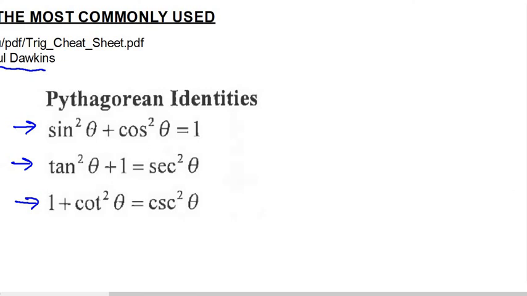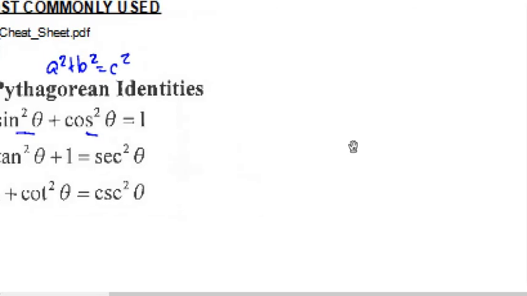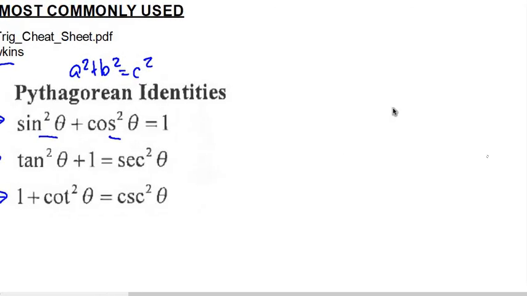They're called Pythagorean, and you might be able to tell by looking. This is the Pythagorean theorem: a squared plus b squared equals c squared. You can see that all of these have items being squared. Let's understand why that's true. Let's start with sine squared plus cosine squared equals 1. This means that for any triangle, if you take the sine of an angle and you square it, and then you add that to the cosine of the angle squared, it will always equal 1.